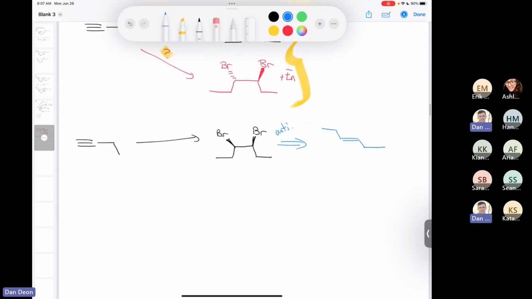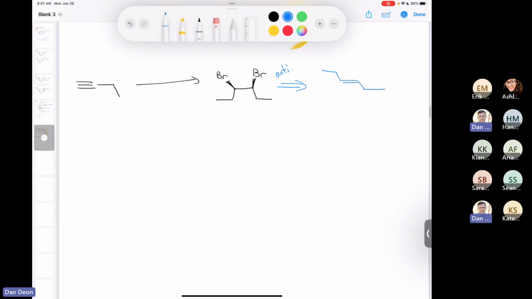So let's take a look at how we would make this alkene. Well, you can see that we're starting out with a compound that has 4 carbons in it, and we need to make an alkene that has 6 carbons, and our final product has 6 carbons. So the first thing we're going to need to do is add 2 carbons. And the only place that we can do that is on the terminal alkyne.